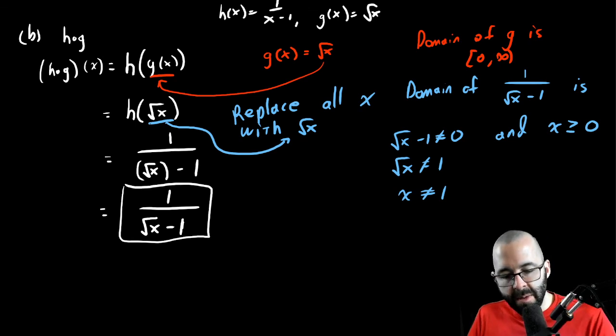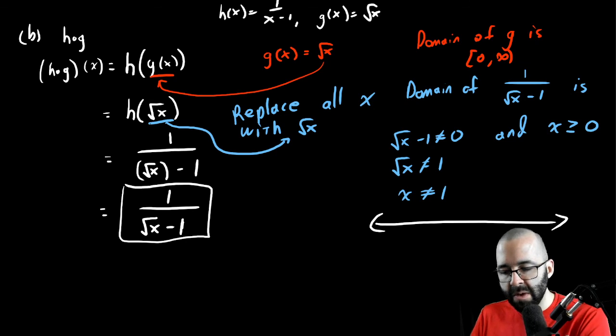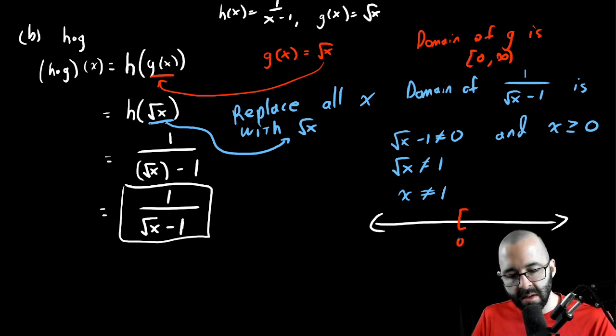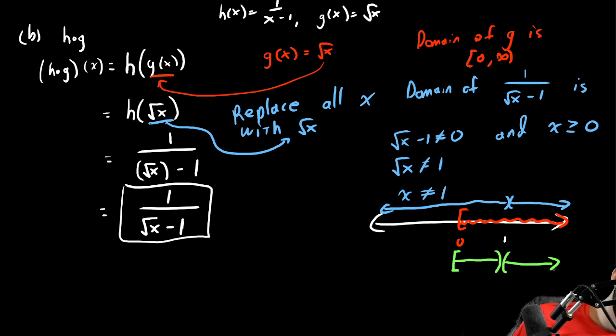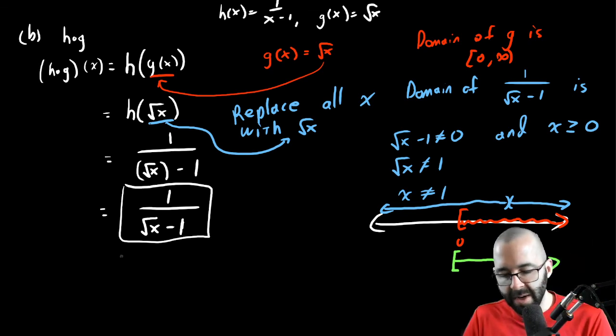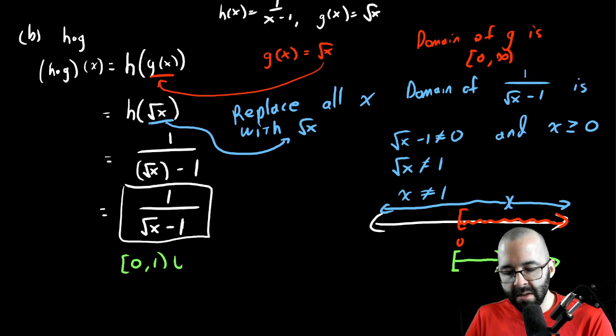So we bring out our number line again and say, what's the overlap between red and blue? Red is everything to the right of 0, including 0. And blue is everything except 1. What's the overlap between red and blue? It's going to look like this. 0 up to 1, and then 1 up to infinity. And that's our domain. 0 up to 1, and 1 up to infinity.